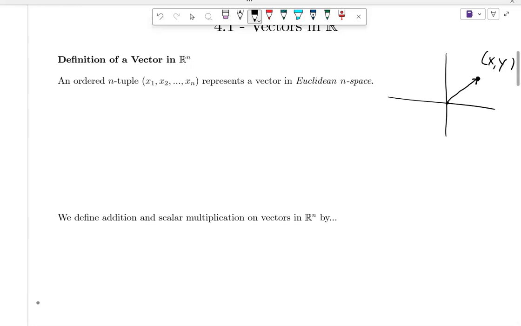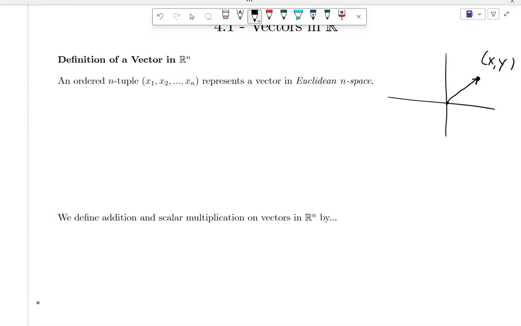So there's kind of two ways that you can think about that point. One way is just literally the point, right? It's the point (x, y). The other way is to think about it as the terminal point of a vector that starts at the origin. So there's a couple of different ways that you can think about that point.